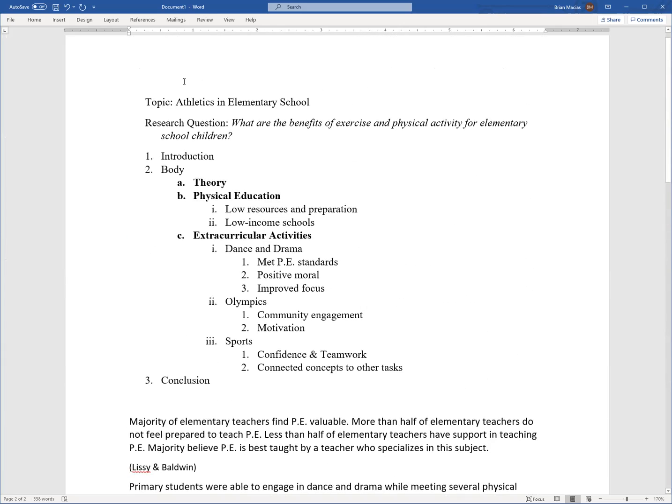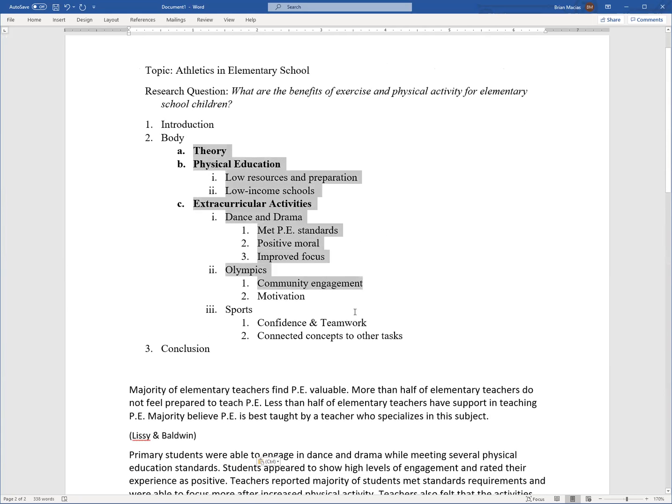Okay, so I've got my topic, I got my research question. Now I've kind of got a nice little plan for my paper. And I want to point out to you, this would be a level 1 heading. This would be a level 1 heading. These would be level 2 headings. This would be a level 1 heading, level 2, and level 3. So you can see that depending on how detailed my topic gets, I get level 2 and level 3 headings.